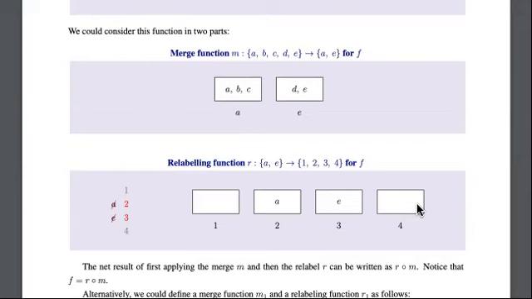But we can take any function at all and split it into a surjective function first, followed by an injective function. We can do it with any function at all.